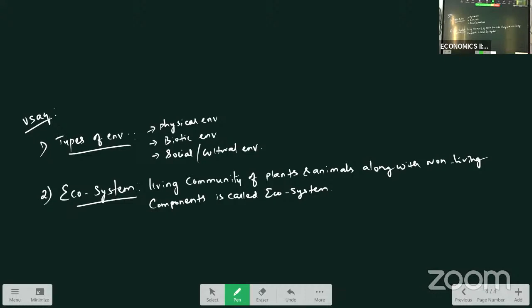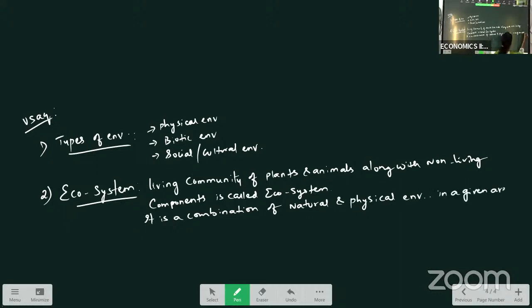and this ecosystem is a combination of natural and physical environment in a given area and their interaction. So we can also write it as a combination of natural and physical environment in a given area and their interactions. It is called an ecosystem.